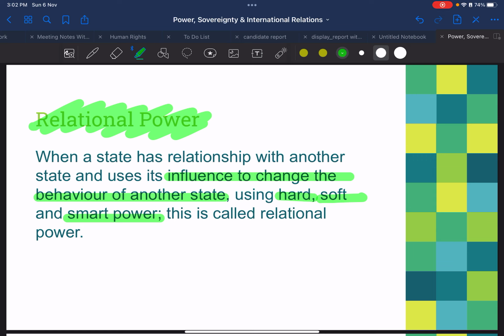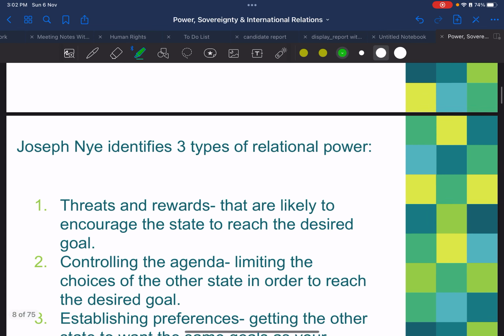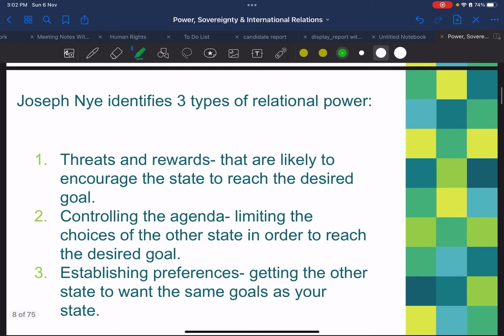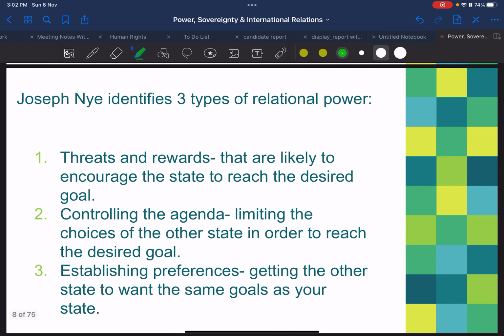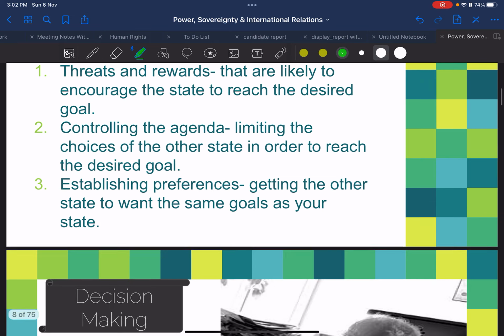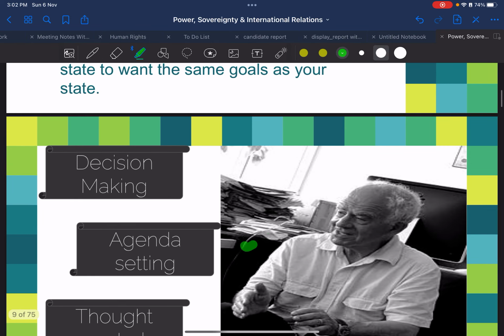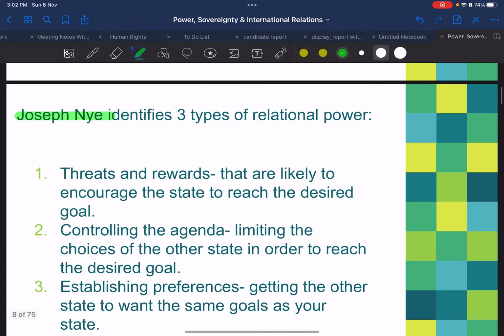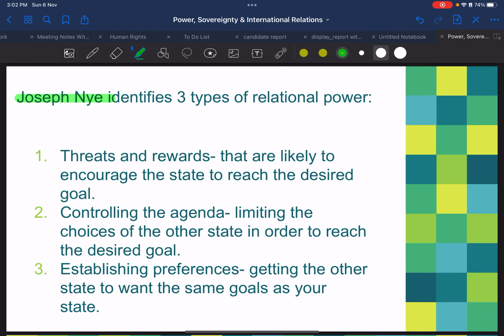Now, in terms of this relational power, I would love to discuss these two thinkers who have spoken about the three types of relational power. Number one is Joseph Nye, and the second one is Stephen Lukes. First, let's talk about Joseph Nye. Joseph Nye said that if one happens to exercise power, then there would be three ways to exercise power.